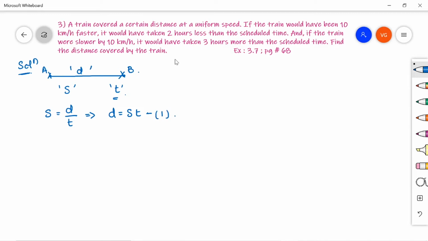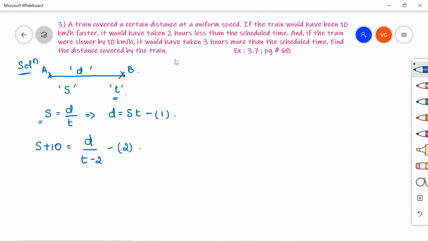So what is the first condition they are telling? If the train would have been 10 km per hour faster, normally it is s. If it is 10 km faster, it means s plus 10, right? Distance will be the same. If the train is moving faster, the time will be less. So how much time is it less? 2 hours early it has gone, right? So t minus 2. So s plus 10 is equal to d divided by t minus 2. So this is your equation number 2, right?